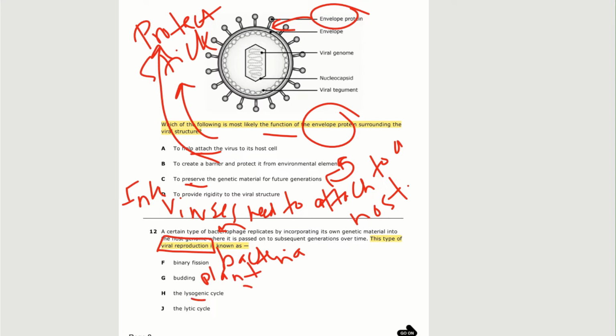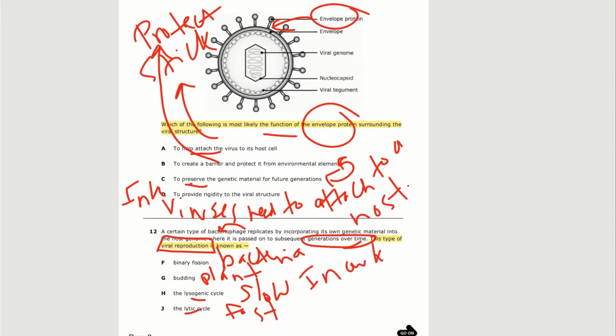Lysogenic is lysogenic. Lytic is fast. Doesn't it sound fast? Say it. Lytic. Say that 5 times, right? Okay, so it says here generation over time. So which one would it be? Obviously, we said it wasn't F or G. It has to be H or J because those are for viruses. Yeah, the slow one, right? Duh. So the lysogenic cycle.